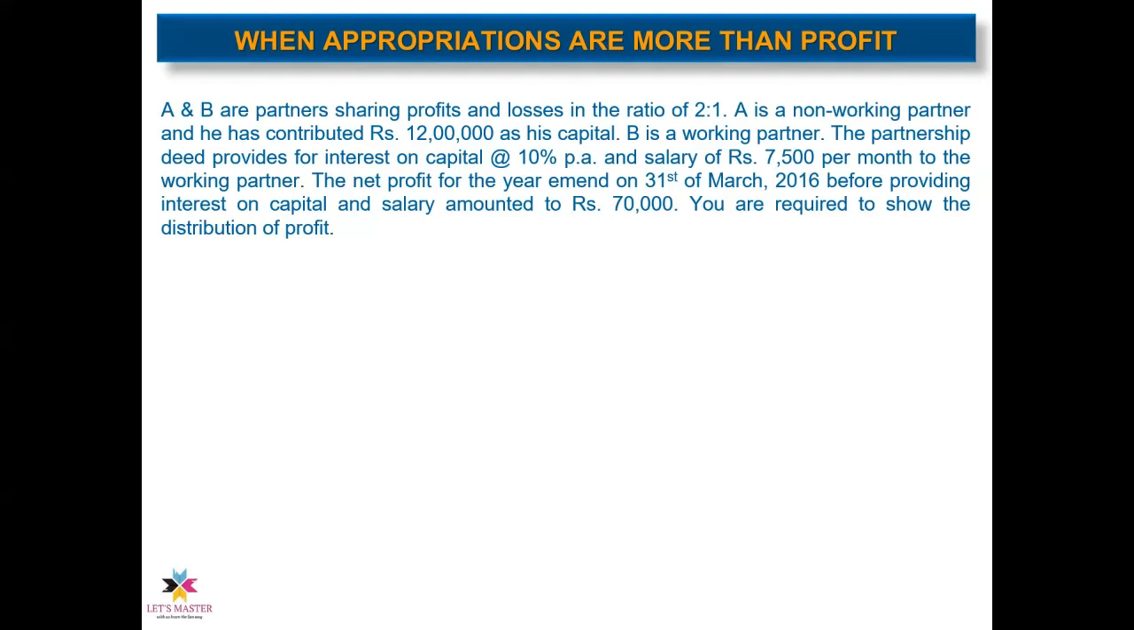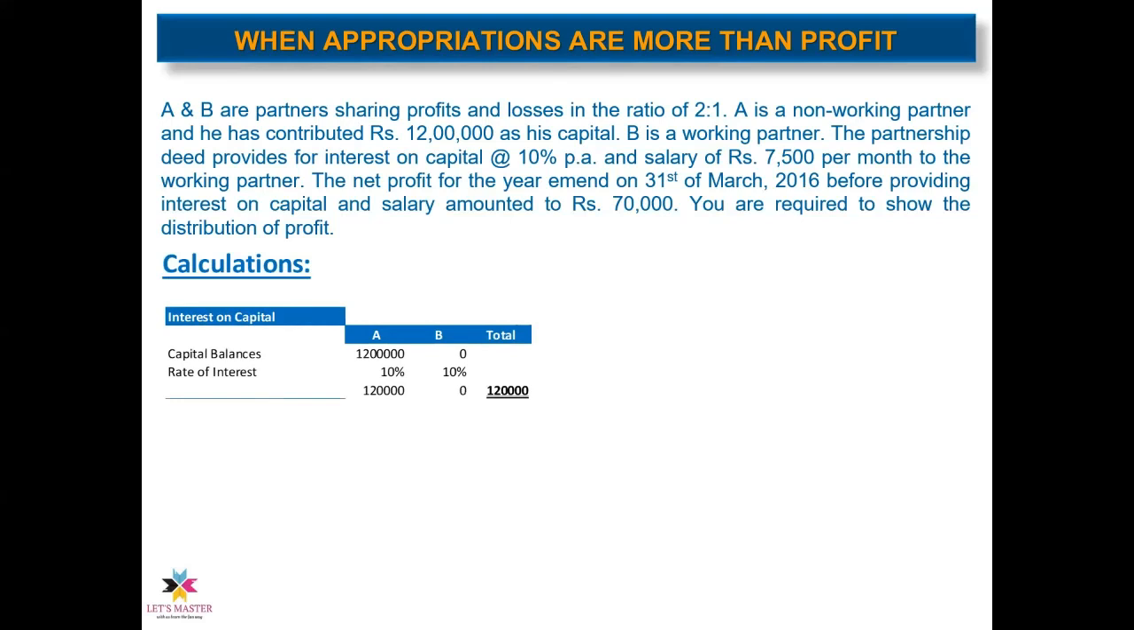So that means the partners will get interest on capital at the rate of 10% per annum and a salary of rupees 7,500 per month will be given to the working partner, that is B. The net profit for the year ended 31st of March 2016, before providing interest on capital and salary, amounted to rupees 70,000. You are required to show the distribution of profit. Now, let's do the calculations. First of all, we need to calculate the amount that we need to pay to both the partners.